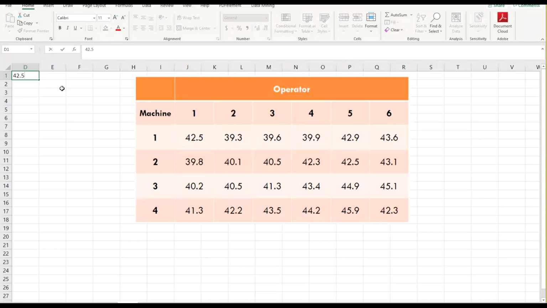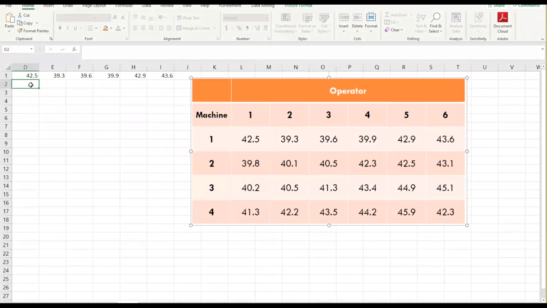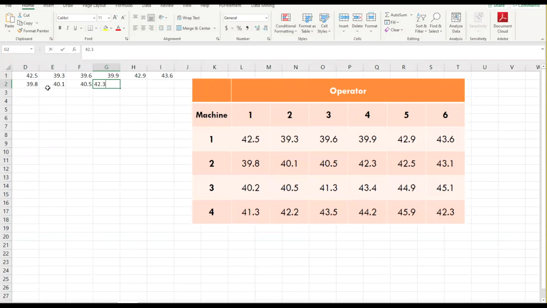So that's 42.5. Sabihan niyo ako kung may mali akong in-input class, no? 39.6, 39.9, 42.9, 43.6. Punta ko dito. 39.8, 40.1, 40.5, 42.3, 42.5, and 43.1. Next is 40.2, 40.5, 41.3, 3.4, 44.9. Tapos 45.1. Next is 41.3, 42.2, 43.5, 44.2, 45.9. Last is 42.3.